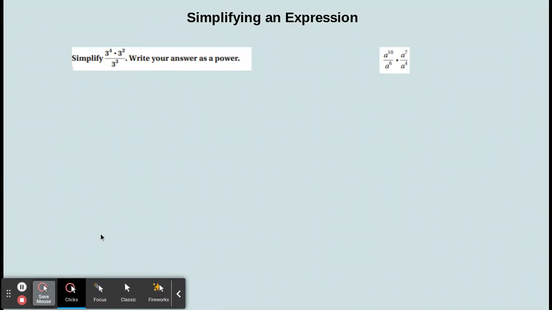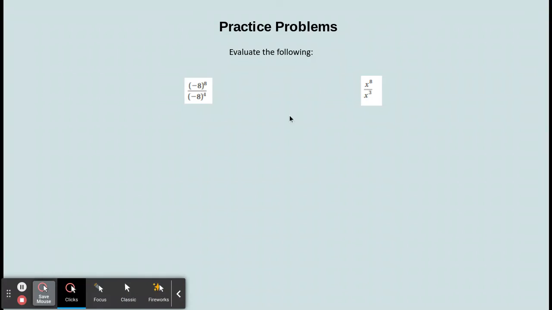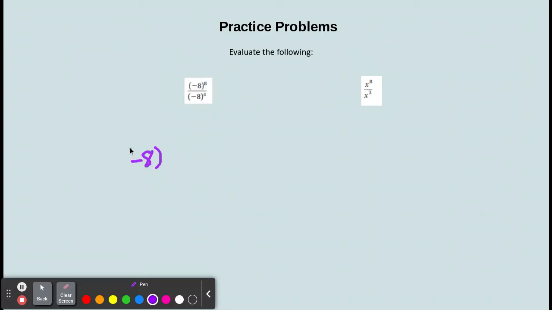All right. Now, time for you to do 6 practice problems. Okay, so the first 2, we're going to evaluate the following expressions. So for this one, if we have -8, we have the same base, so we know we just have to subtract our exponents. So -8 to the, what's 8 minus 4? Just to the 4th, right? So that's our answer there.